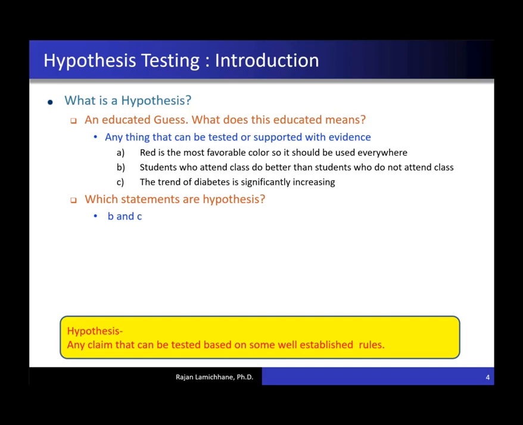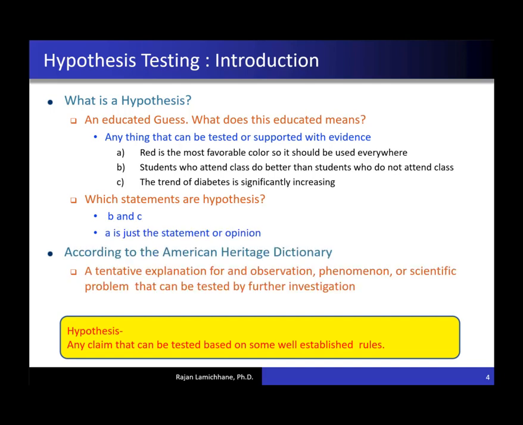So, in general, any claim that can be tested based on some well established rule is called a hypothesis. And according to the American Heritage Dictionary, a tentative explanation for an observation, phenomenon, or scientific problem that can be tested by further investigation is called a hypothesis.